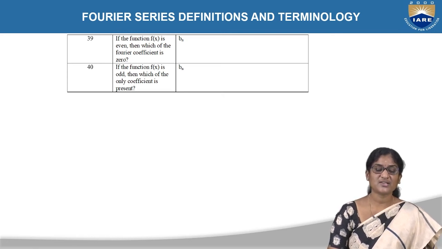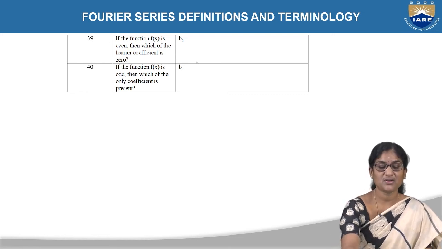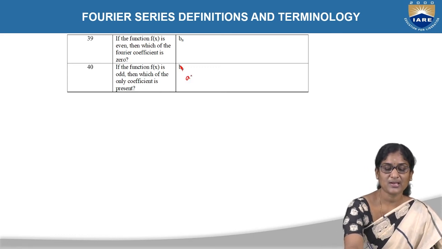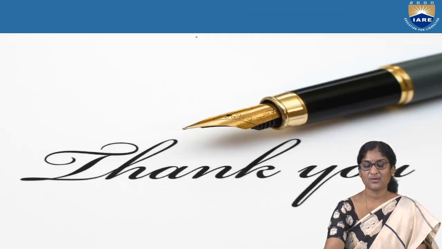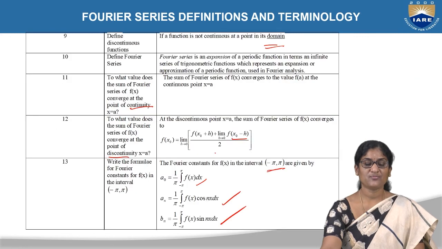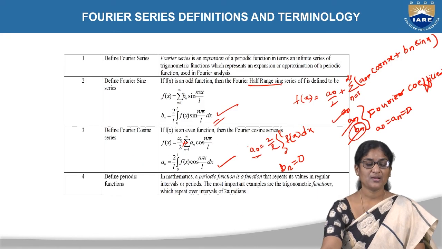If the function f of x is odd, then which of the Fourier coefficients is 0? If it is odd, then a0 and an will be equal to 0. And if it is even, then Bn will be equal to 0. So this is how the definitions and terminology of the Fourier series can be explained.